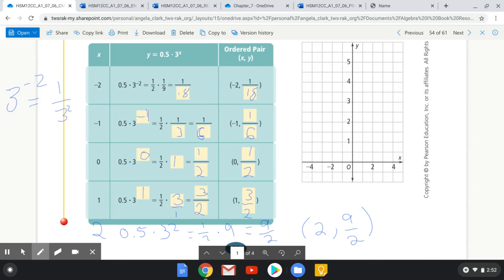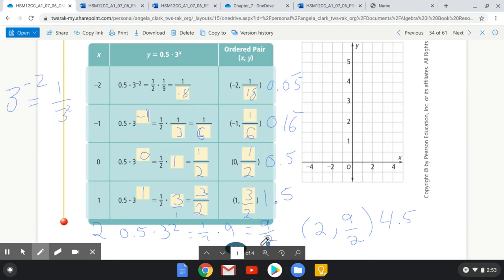So I'm going to go ahead and get these as decimals. So 1/18 is 0.05 repeating, but it doesn't really matter for graphing. 1/6 is 0.16 repeating. 1/2 is 0.5. 3 over 2 is 1.5. 9 over 2 is 4.5. So we're going to graph these points.